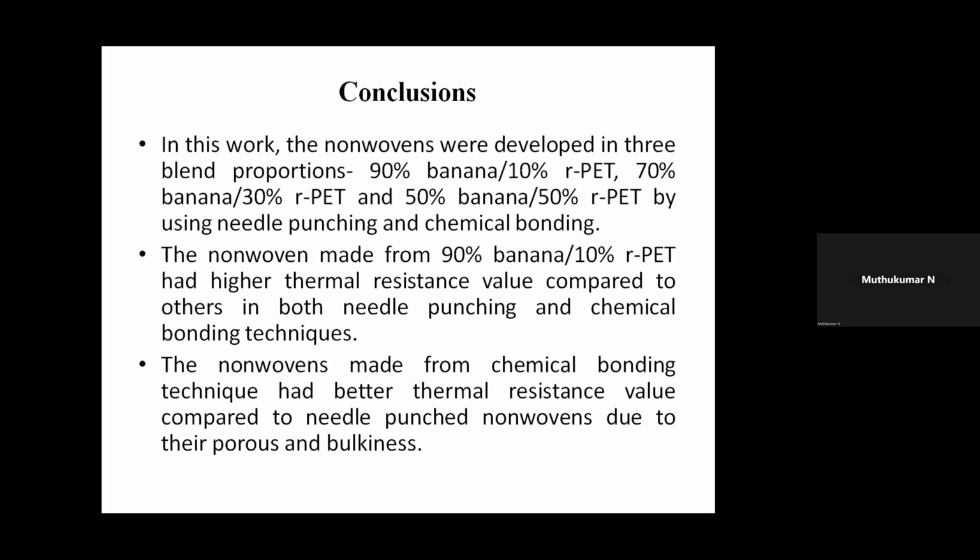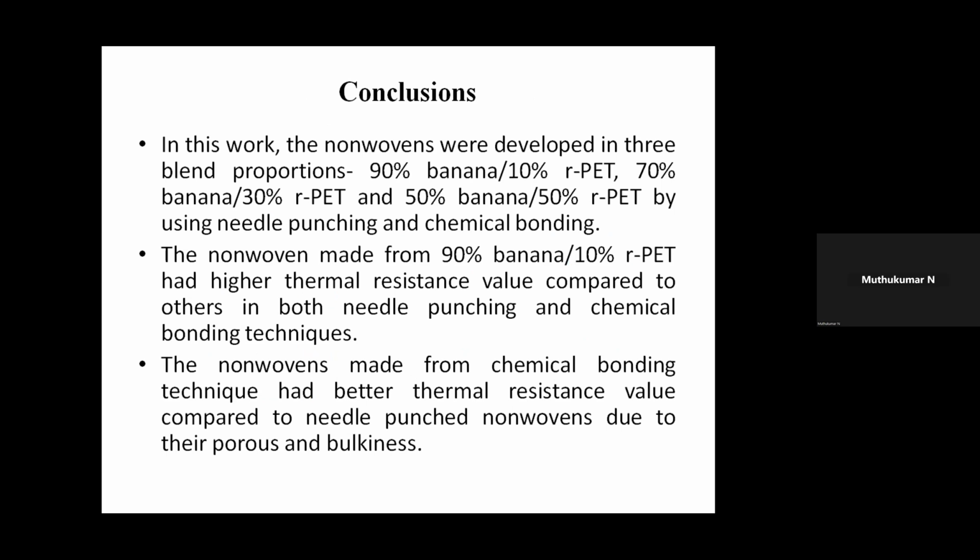Finally, the conclusion. In this work, the nonwovens were developed in 3 blend ratios, 90-10, 70-30, and 50-50, using both needle punch and chemical bonding. The nonwoven made from 90-10 banana recycled PET has a higher thermal resistance value compared to the others in both the needle punching and chemical bonding techniques. The nonwovens made from the chemical bonding technique had better thermal resistance value compared to needle punched nonwovens.